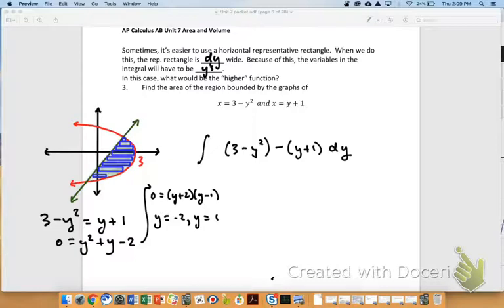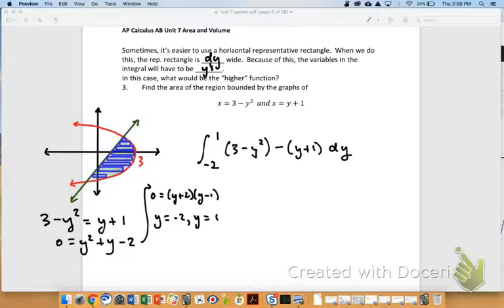And remember what I said at the start there, if you're using dy rectangles, like these horizontal rectangles, then everything has to be y's, including the limits of integration, and they are right there. So I would say the integral from negative 2 to 1 of 3 minus y squared minus, parentheses, y plus 1 dy would get us there. Okay, so a different way of thinking about it, it's the same concept exactly, but the y's are different for sure. Any thoughts, questions?